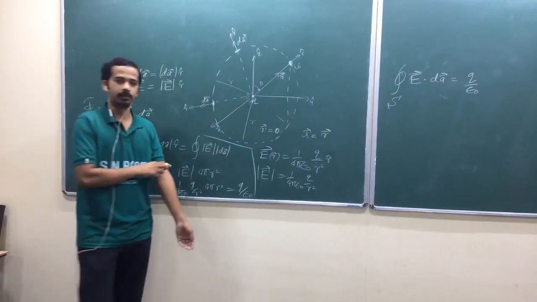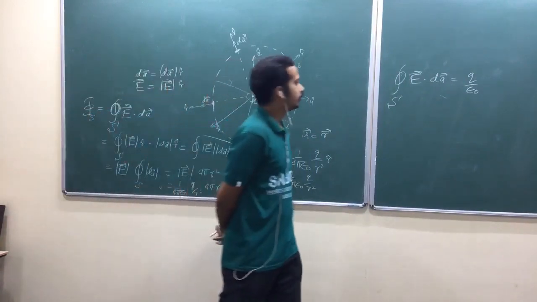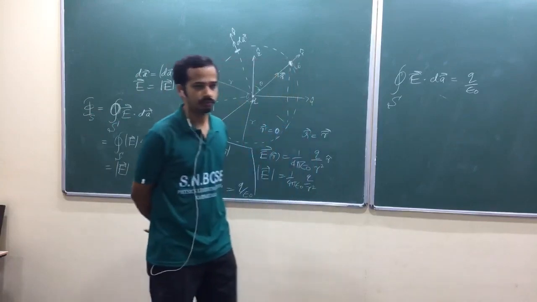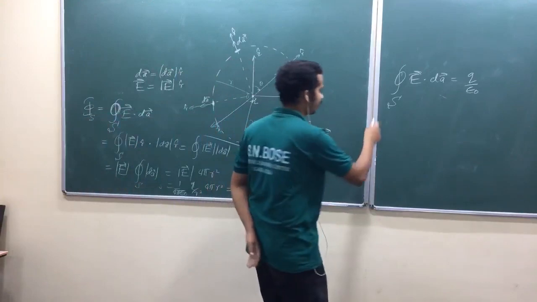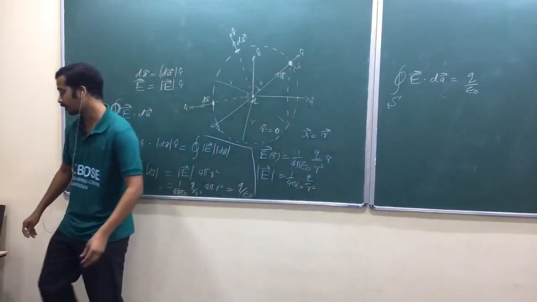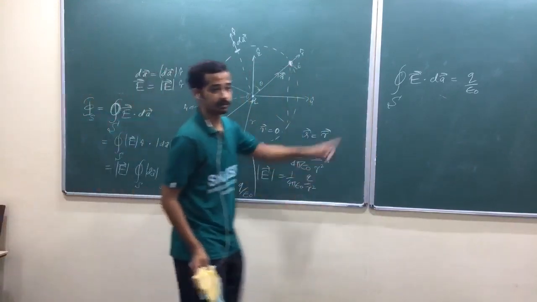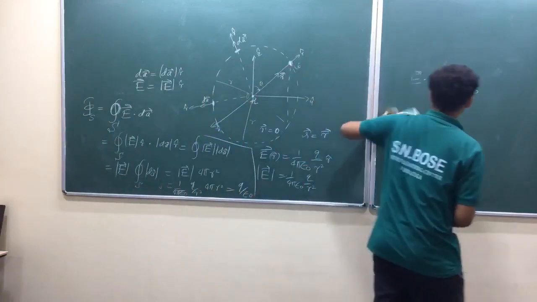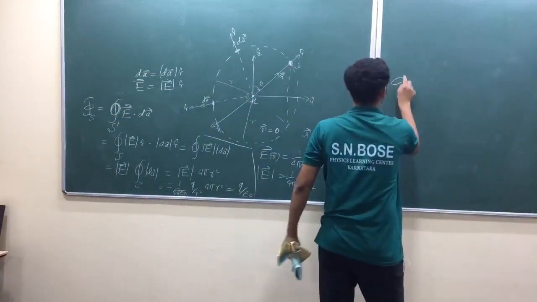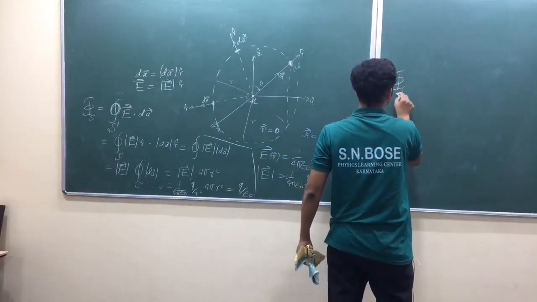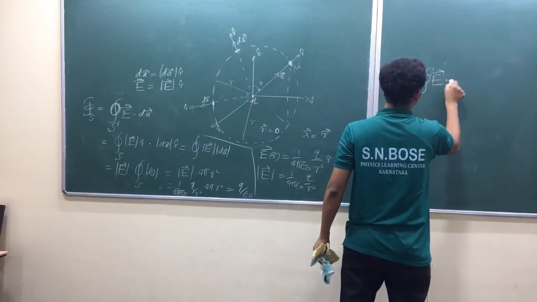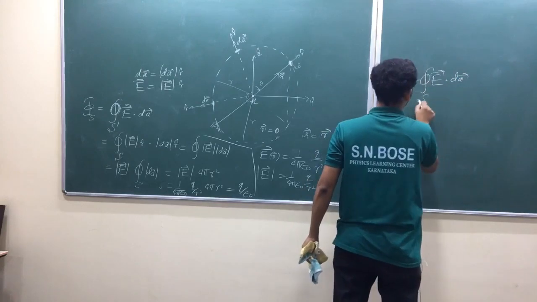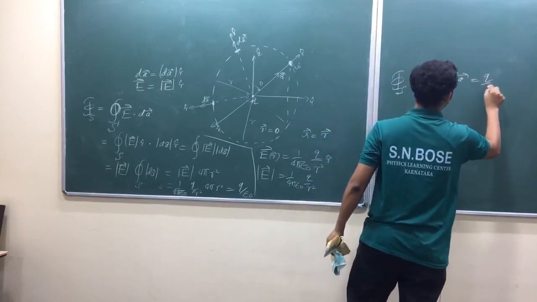For a closed surface of any shape which encloses Q, your total flux, what is this one? You better write total flux, so after a long time you will not forget that. Sometimes they will ask questions about the flux. So through the closed surface, E bar dot dA bar is equal to Q by epsilon naught.